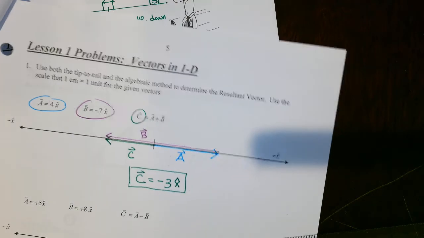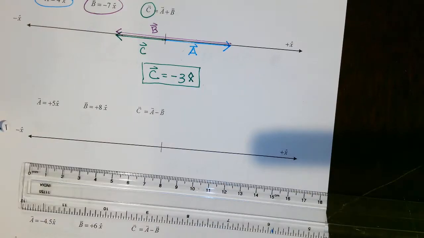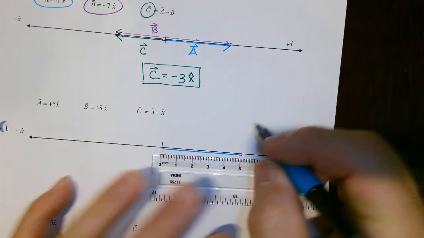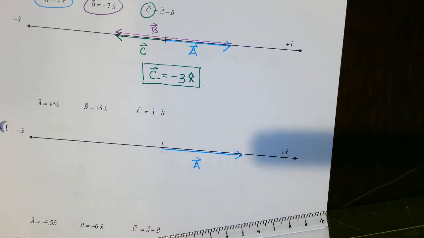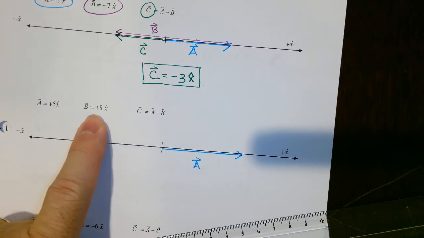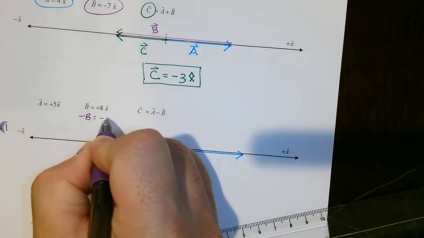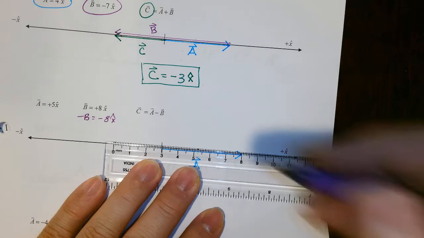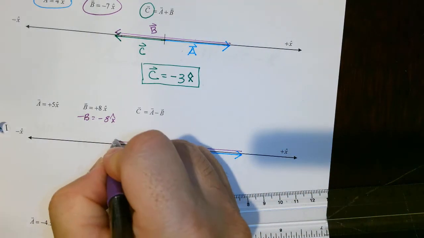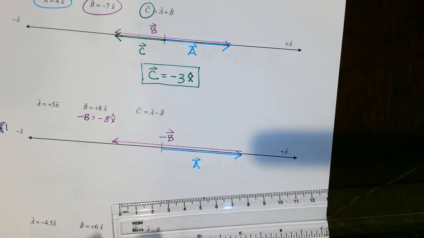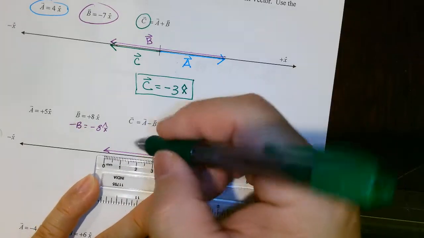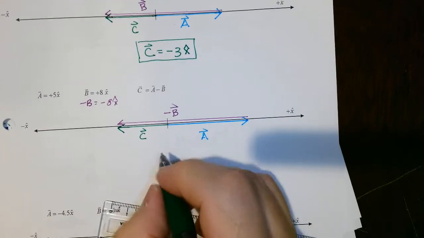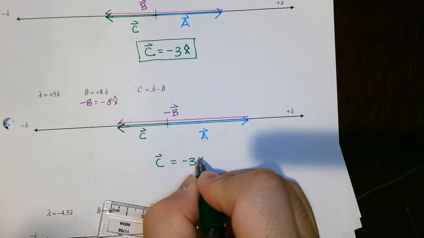All right, let's take a look at the second one. The second one is 5 units in the positive X direction. So here I will draw 5 units going in the positive X direction, and here's my A vector. And then minus B, so I'm going to add -8, right? So minus B is equal to -8 x hat. I'm going to add -8 to my A vector, that way, so here is my negative B vector. So my resultant vector comes out to that, and that is my resultant, and that is -3 x hat again.